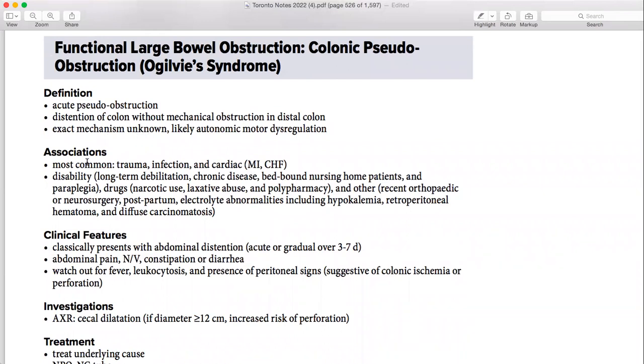The mechanism is unknown. The most common causes are trauma, infection, and cardiac problems, maybe MI, CHF, all of those. Then drugs, hypokalemia, as I already said, retroperitoneal causes. So anything could be the cause. On the basis of that, you are going to see abdominal distension, having pain, but not too much pain. So you need to know this is the functional one. They might give you a scenario where she has trauma, and now she's having this, or she has an infection, and now she's having this. So this is basically the functional one.